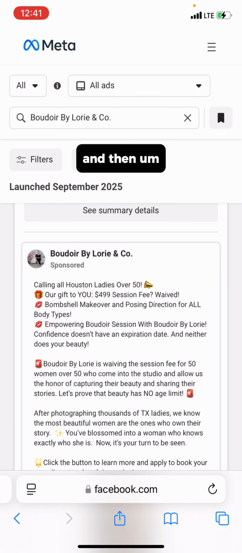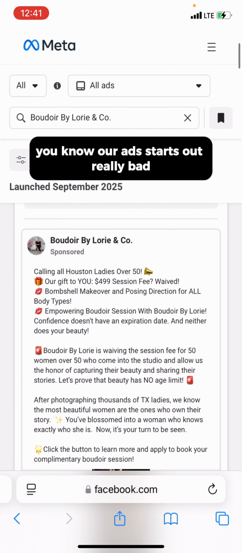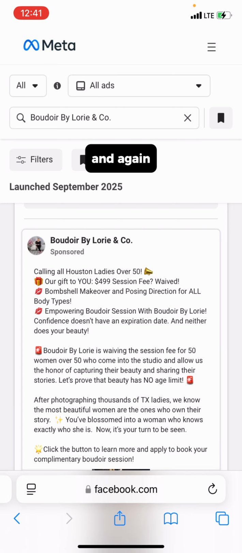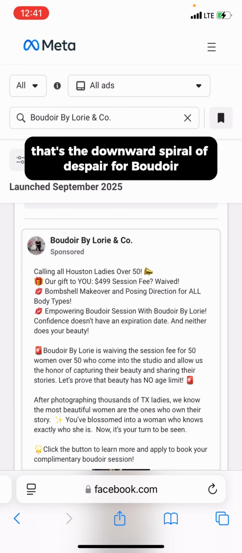And then our ad starts out really bad, and then it starts going to the worst people. Again, that's the downward spiral of despair for Boudoir Facebook ads. All right, so that's mistake 1.